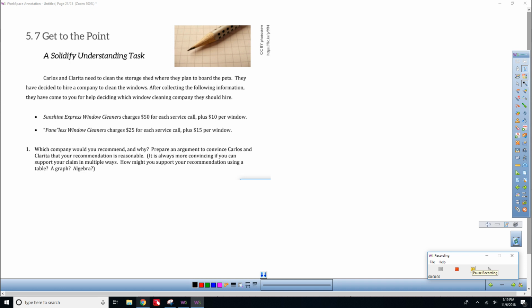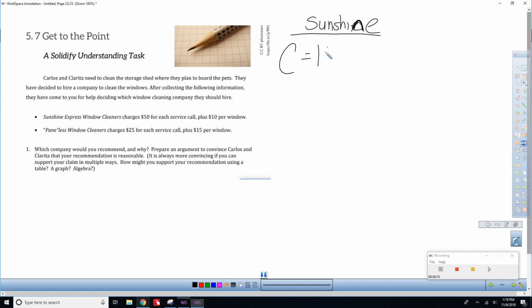So, we got to clean the shed, okay? Sunshine charges $50 for each service call plus $10 a window. So which one of those is my slope, Carson? Is it $10 per window, or is it the one-time fee of $50? One-time fee of $50. So it's $10 per window.